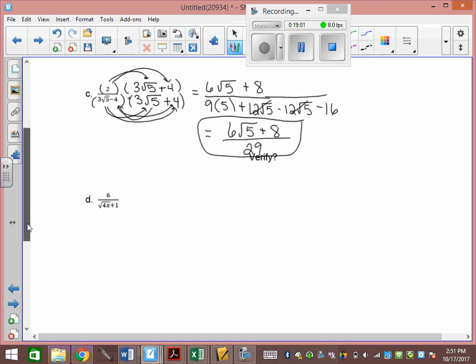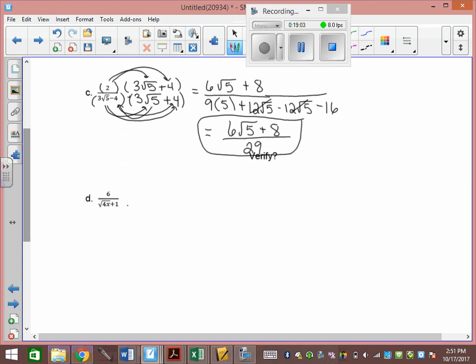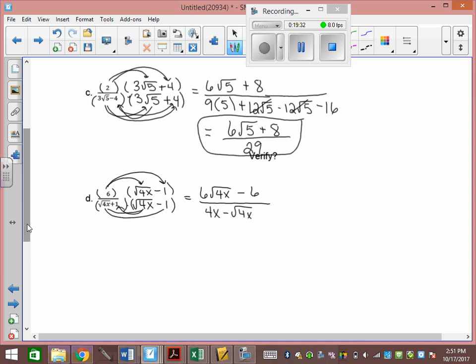Then number 6, we multiply by root 4x minus 1. Six times root 4x is 6 root 4x. And then 6 times negative 1 is minus 6, over root 4x times root 4x is 4x, minus 1 root 4x, plus 1 root 4x, minus 1. These cancel.